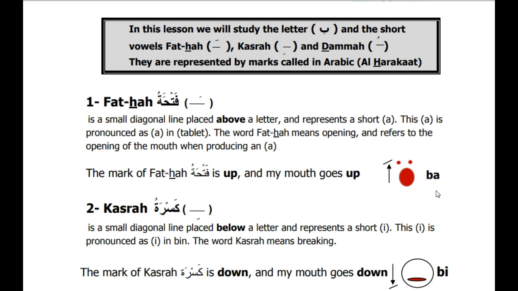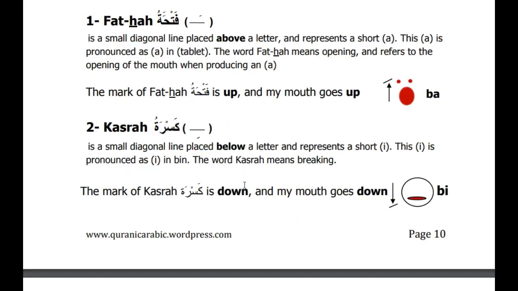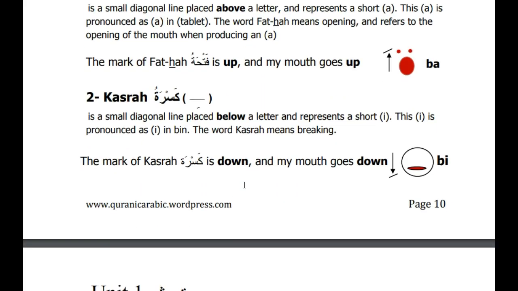It will sound ba. Ba. Okay? Ba. Now, kasra. Kasra is a small diagonal line placed below a letter and represents a short e. In English it's called I, but in Arabic it sounds E, okay? This E is pronounced as E in bin. The word kasra means breaking, because you will break the opening, you will close your mouth completely, yeah?